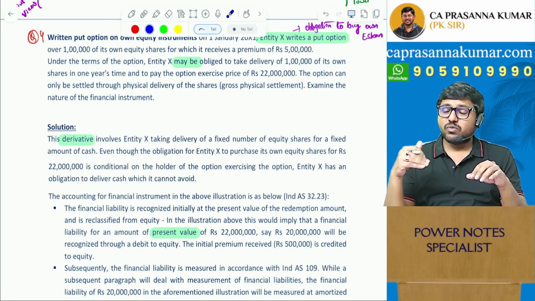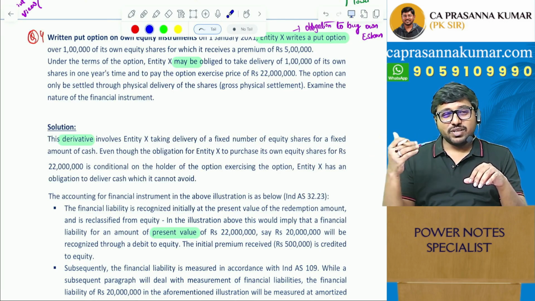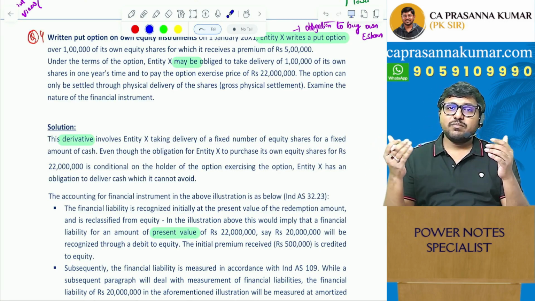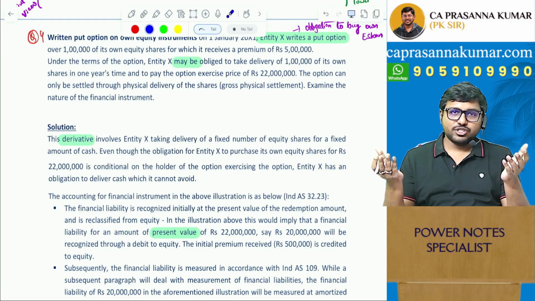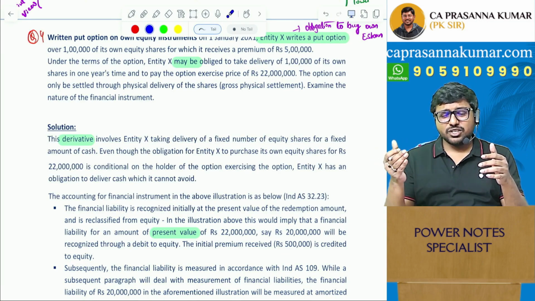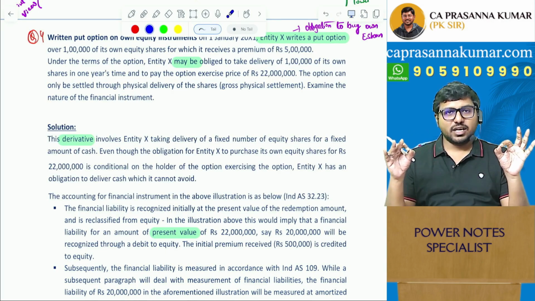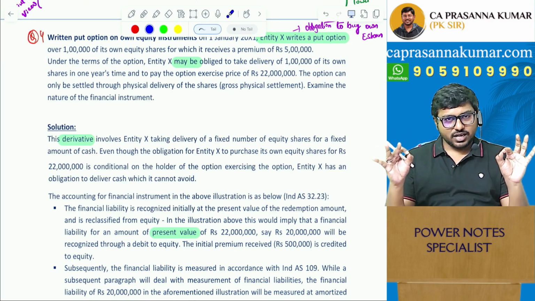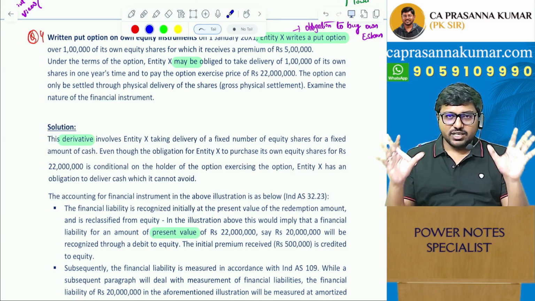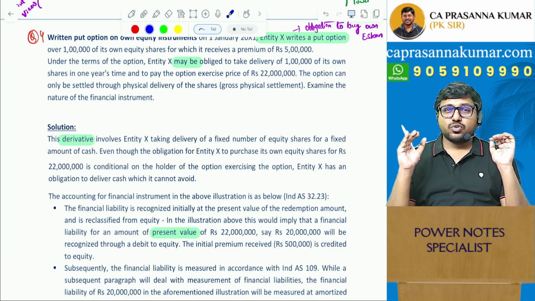Yes, it will happen, provided the other guy exercises the option. The other guy will exercise the option when he believes that this contract is beneficial to him. Then he'll exercise the right to sell, and we have an obligation to buy by paying cash. When you have an obligation to buy by paying cash, it is a financial liability. Clear? Now, what is the accounting treatment?